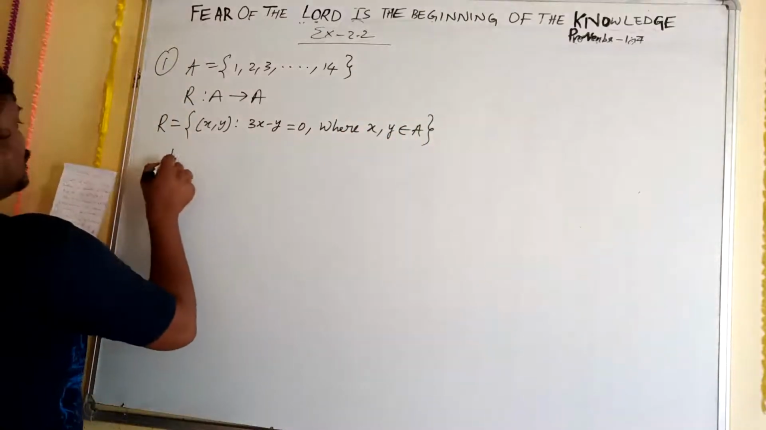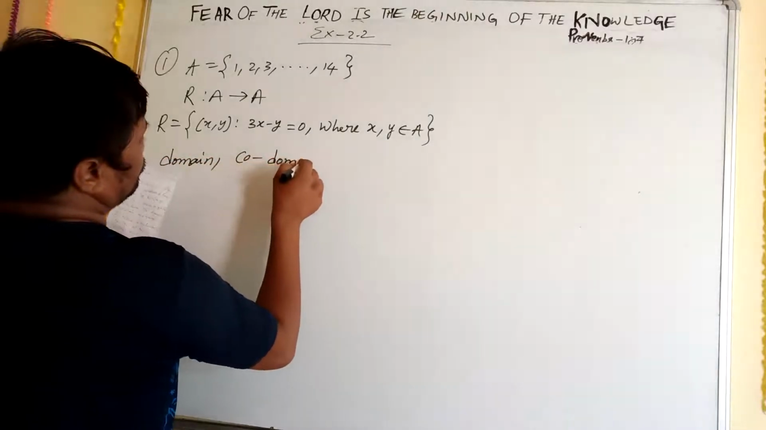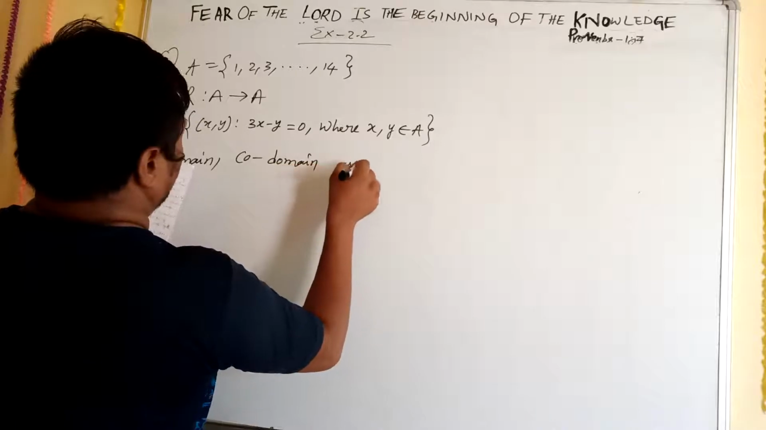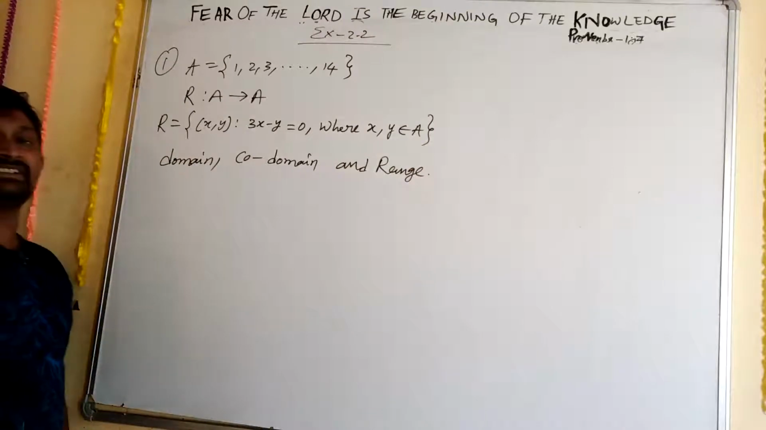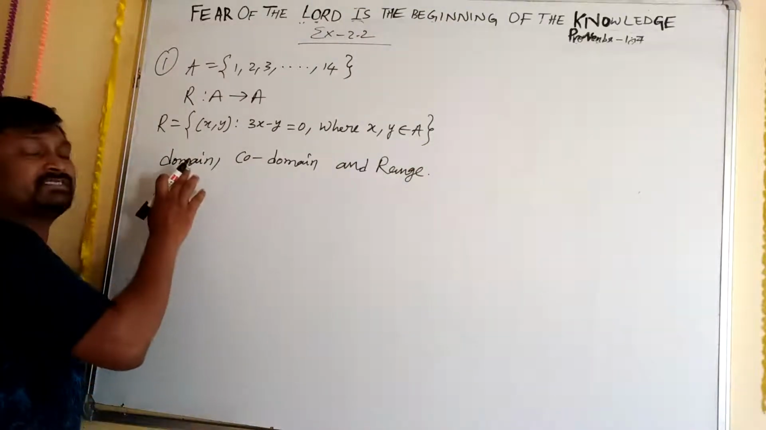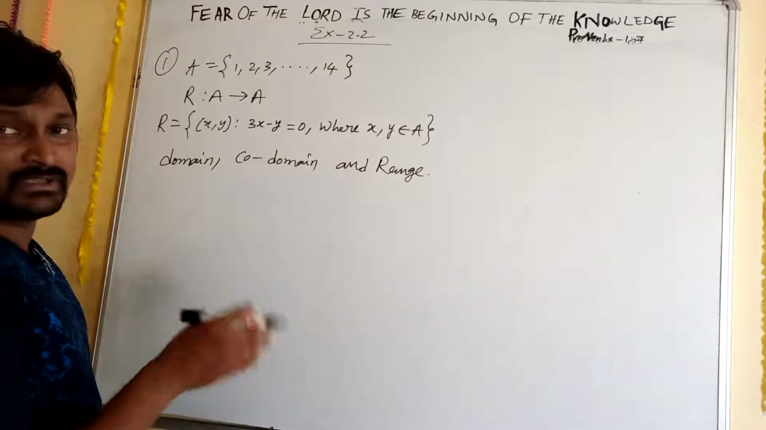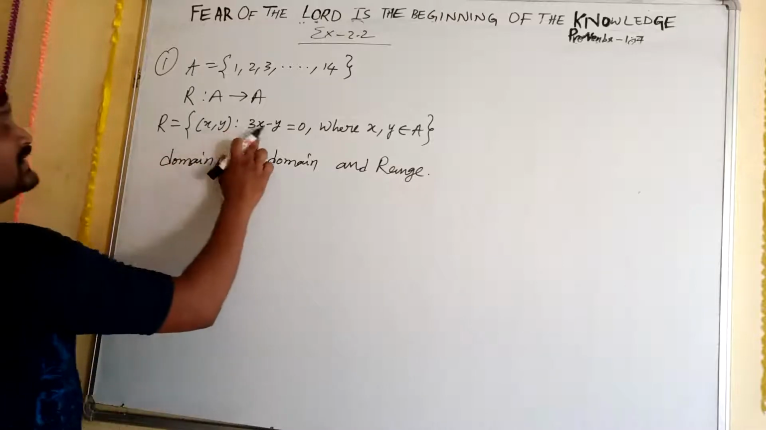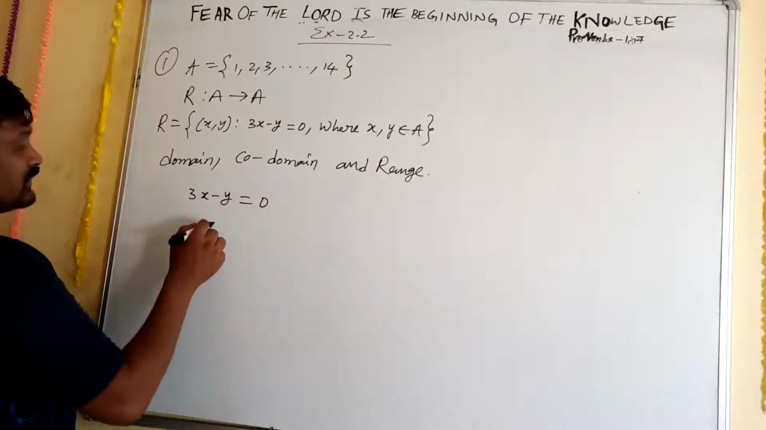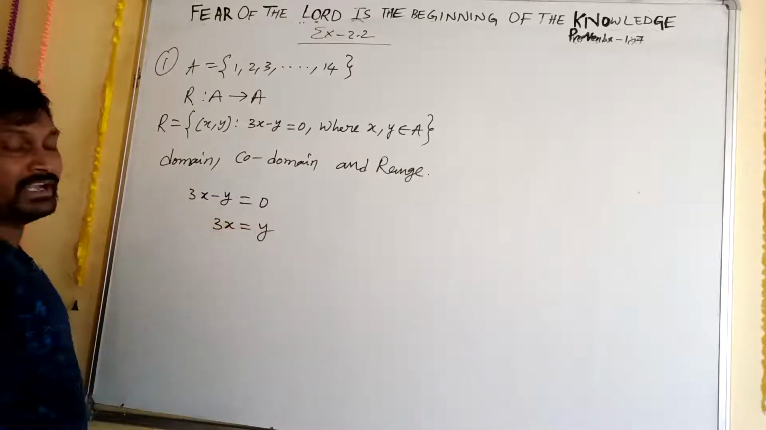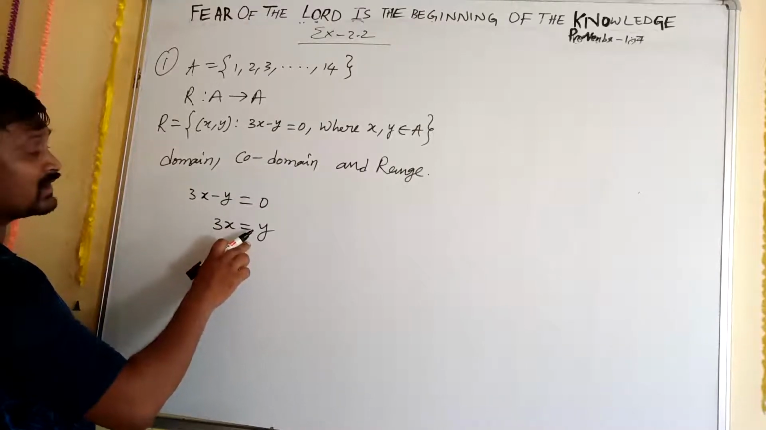Write its domain, codomain, and range. This we need to find out. Observe carefully first: what is the domain, what is the codomain, what is the range, this we have to find out. It is very simple. Whichever equation is given, first 3x minus y is equal to 0. So now 3x is equal to y. So 3 times x, whatever it is, that is going to be your y.